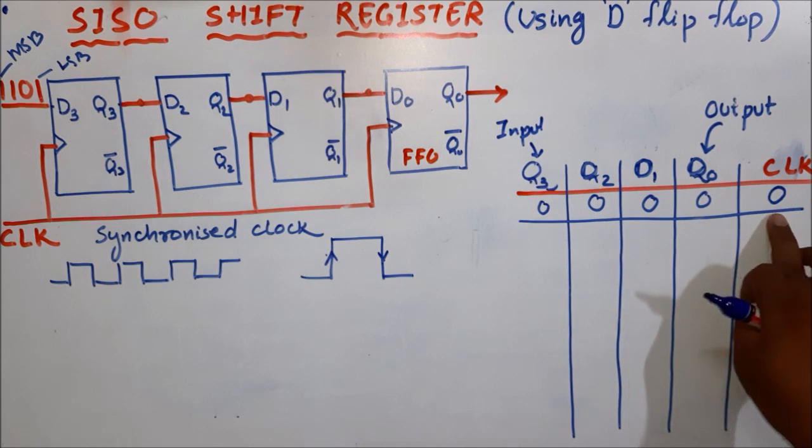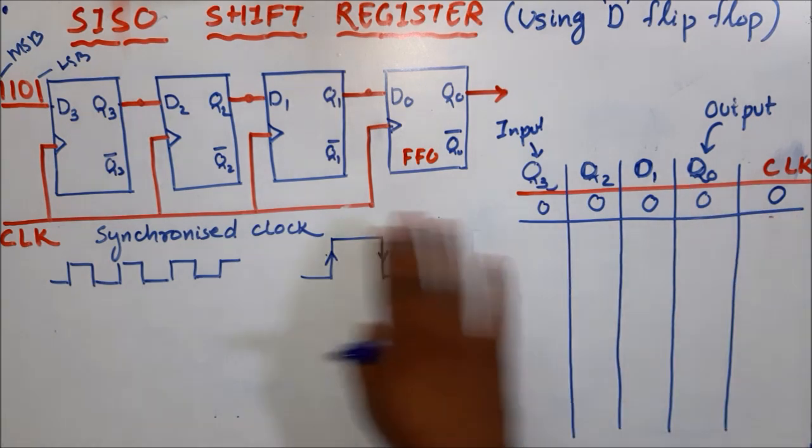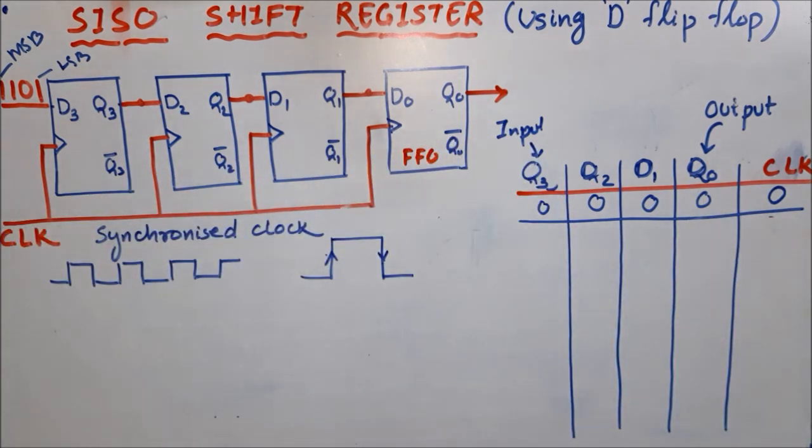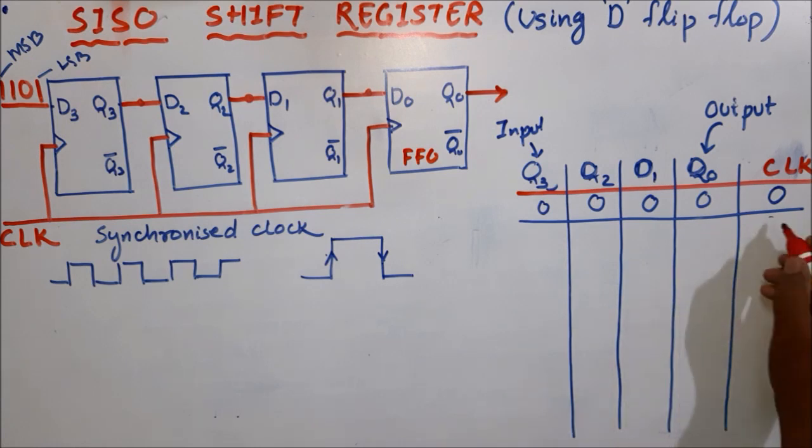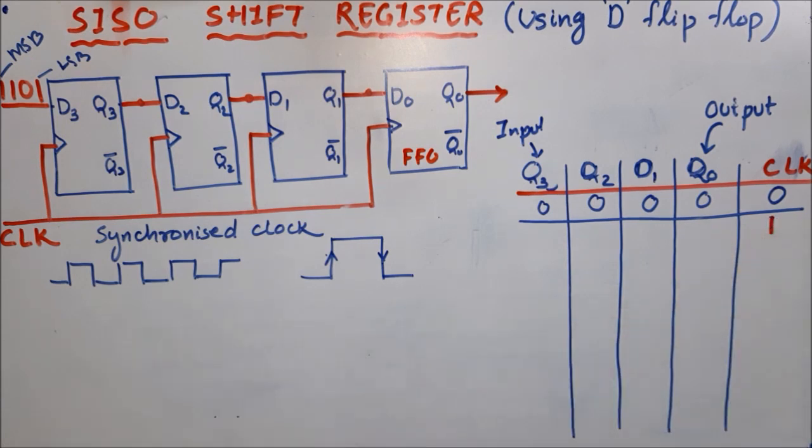So before applying any clock, that means in the 0th clock, the output is 0. Now I have applied the first clock. The D flip-flop works like this: when it gets a clock, it routes the input to the output with some delay. That means input is going to output.